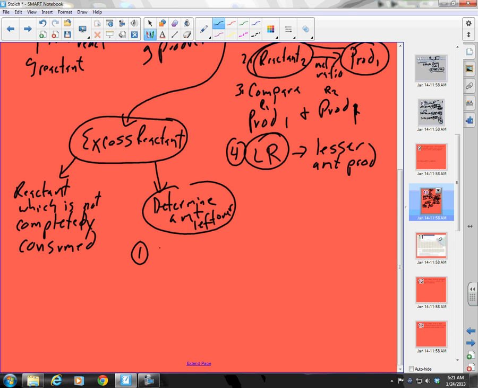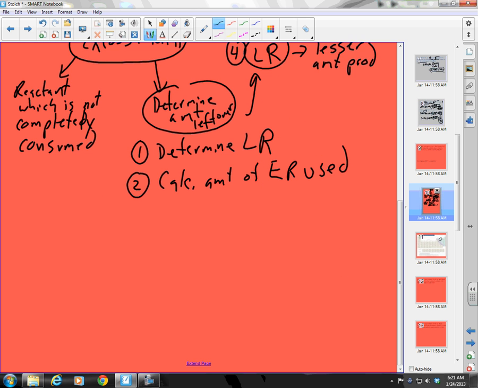Well, step one, we want to determine our limiting reagent, so we're going to do all this stuff up there. Step two, we want to calculate the amount of excess reagent used. How am I going to do that? I'm going to take my limiting reagent, use my mole ratio between my excess reagent and my limiting reagent, and that will tell me how much of my excess reagent was used.